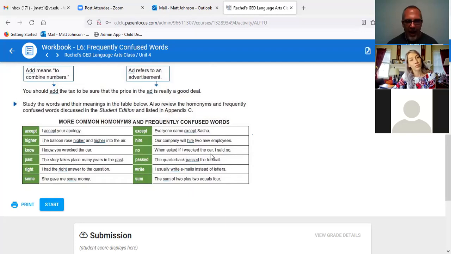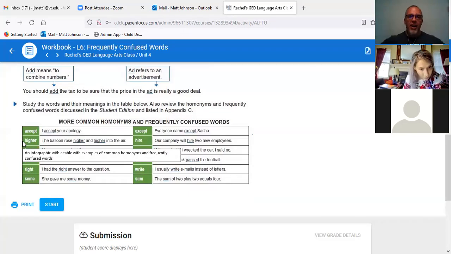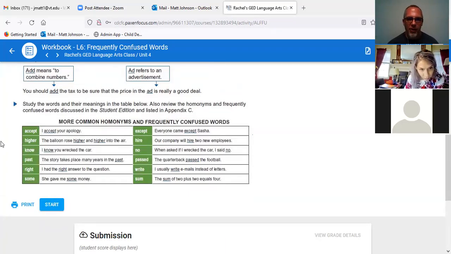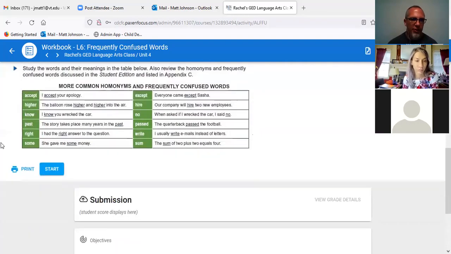And then higher and higher, right? The balloon rose higher and higher into the air, as opposed to our company will hire two new employees, the verb. No and no, I know you wrecked the car, right? And then when asked if I wrecked the car, I said no. There we have past and past again. The story takes place many years in the past, right? Past being a place in time versus the quarterback past the football, the verb.